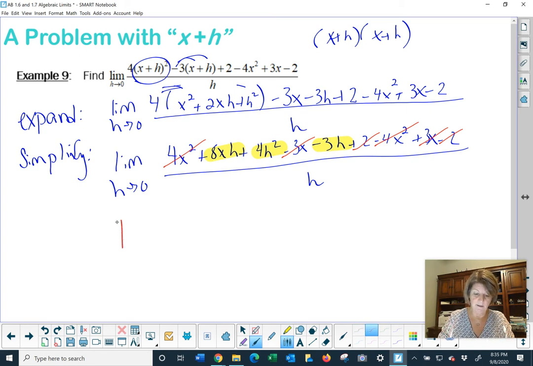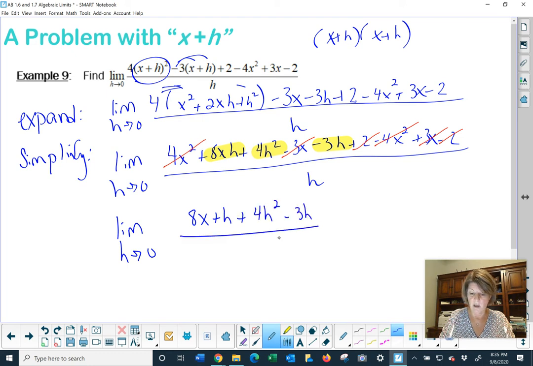So we get the limit. There we go. The limit as h goes to 0 of 8xh plus 4h squared minus 3h all over h. Now remember me telling you the key that unlocks this problem is if I can simplify out that h and get rid of it. What you might notice on top, I wrote this kind of funny because that should just say 8xh, because it was 8xh.